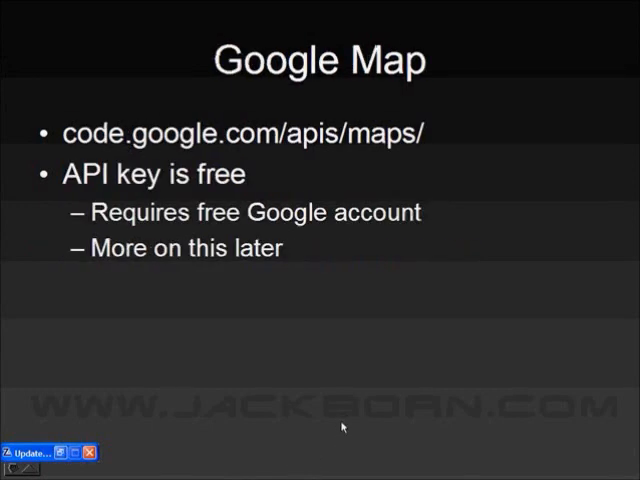Okay, moving right along: Google Maps. Go to code.google.com/apis/maps, or just go to google.com and type in Google Maps API, and it will take you to the page where you can sign up for the API key, which is free, but you do have to have a Google account. If you've got Gmail, then you can go ahead and get your API key. I will go over this in great detail later on in another tutorial, but I just wanted to mention it.